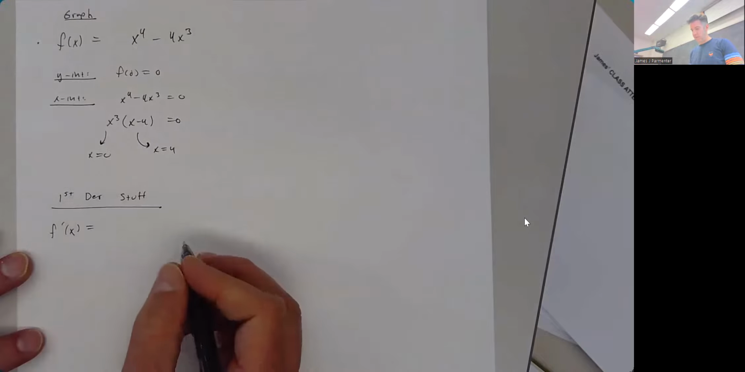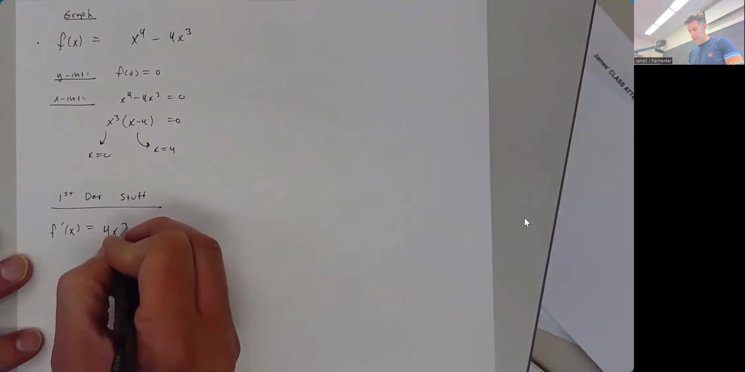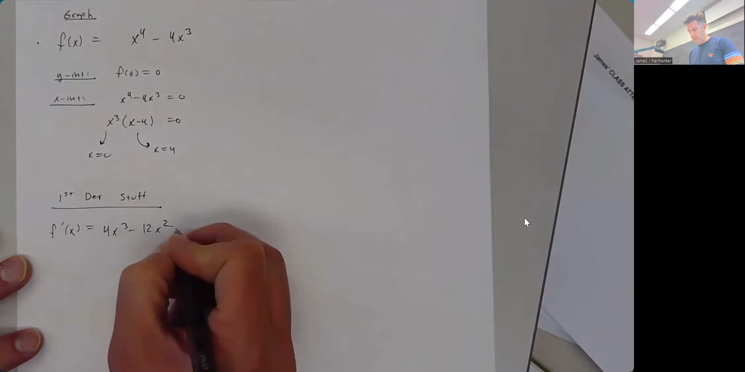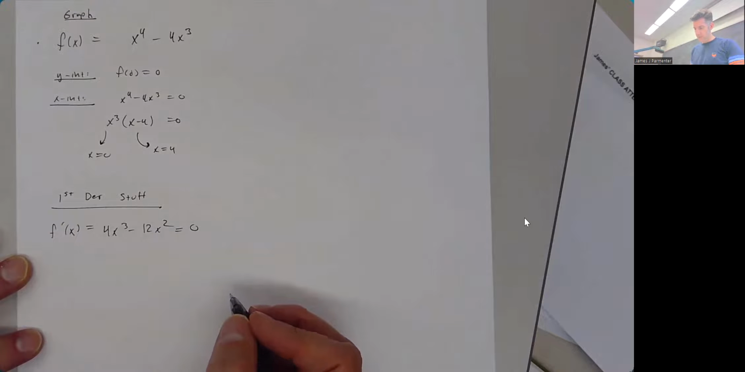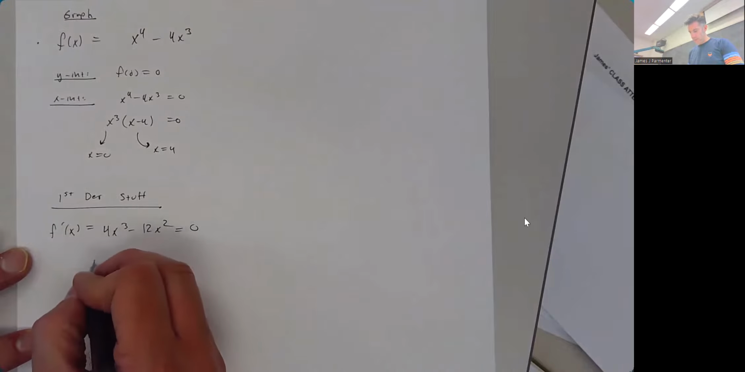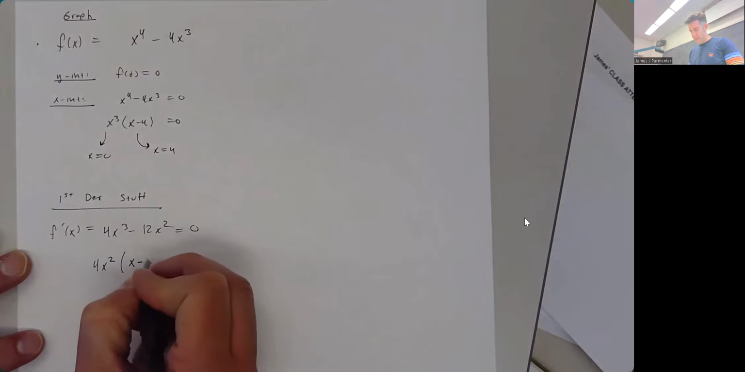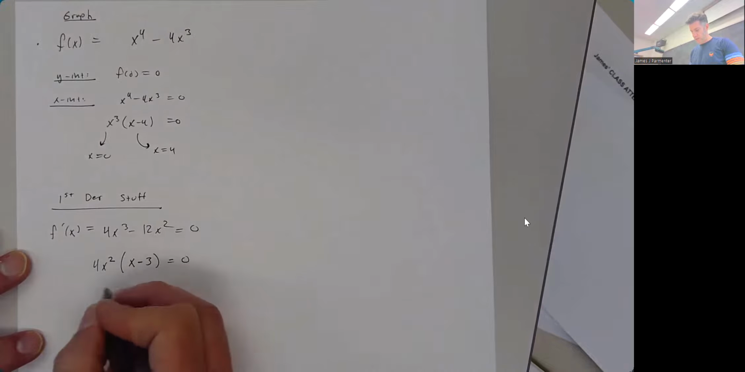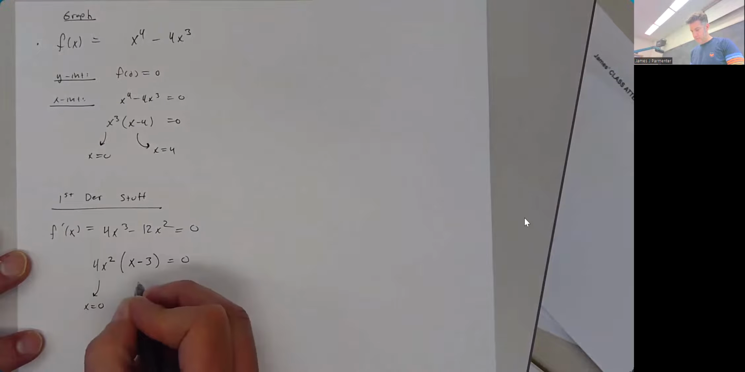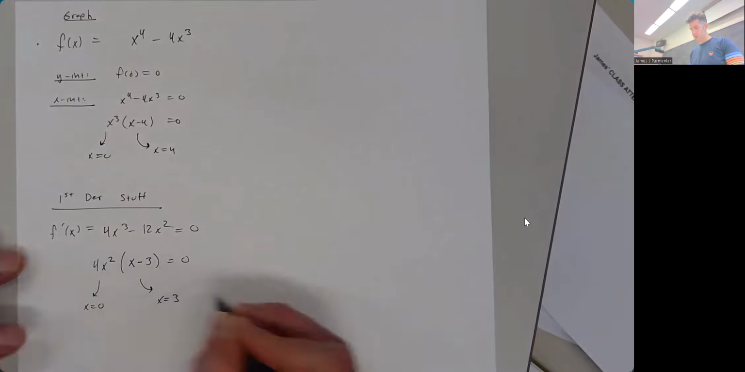So we're going to take our derivative, 4x cubed minus 12x squared, set it equal to 0. Factor out a 4x squared, left with an x minus 3. So we're either going to get x equal to 0 as a critical point or x equal to 3 as a critical point.